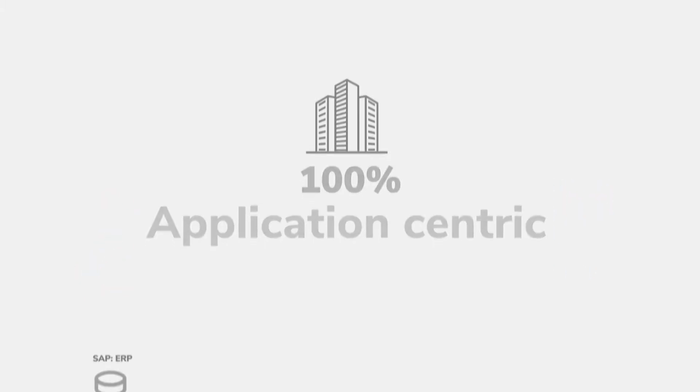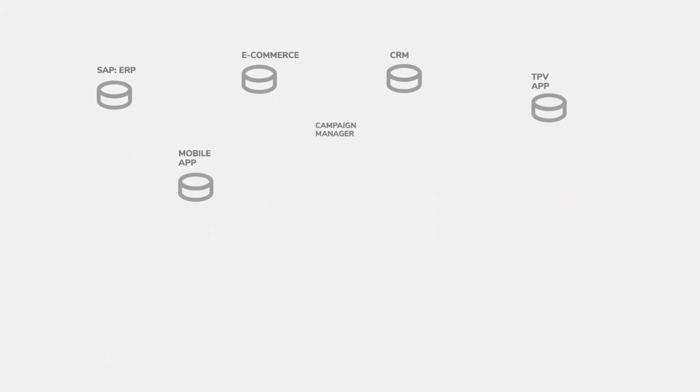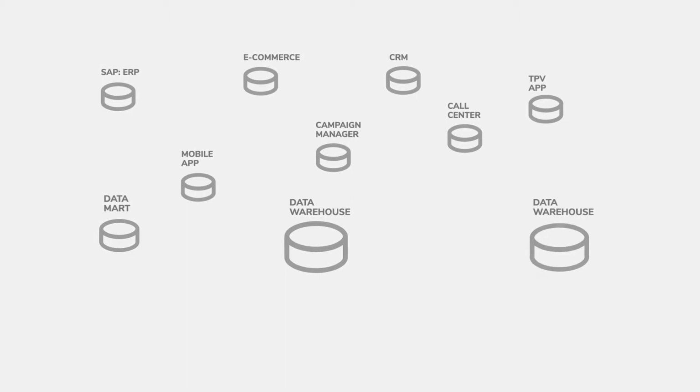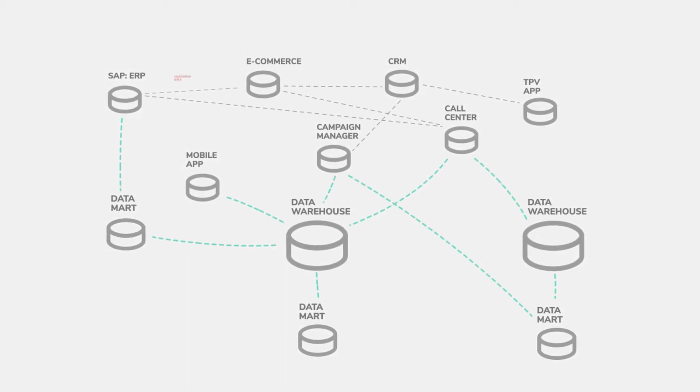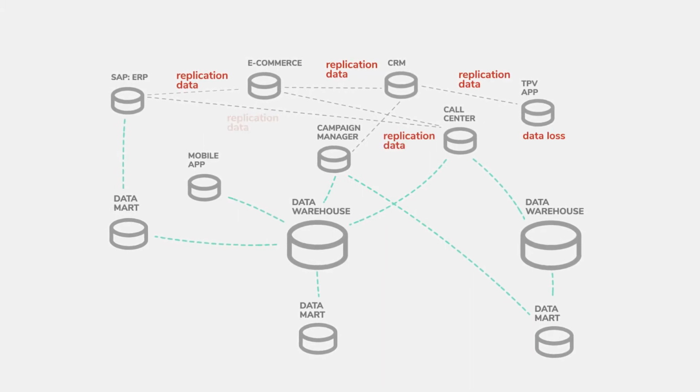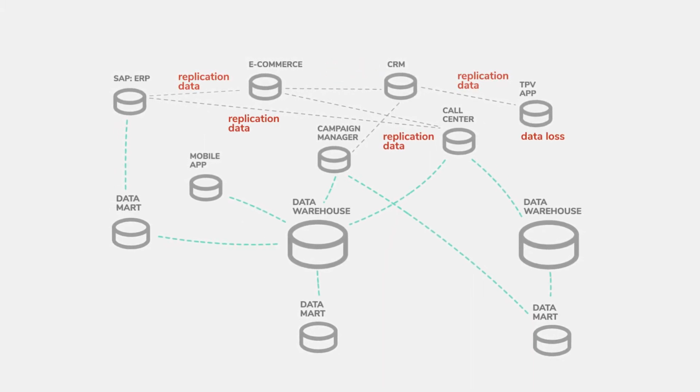Most companies today rely on a 100% application-centric model. What exactly does this mean? For years, applications have been tailor-made to specific business needs, each with their own databases. This has led to replicated data, inconsistencies, and huge information silos, with data distributed across different databases.